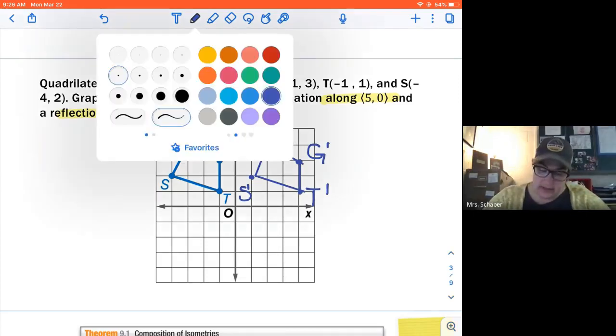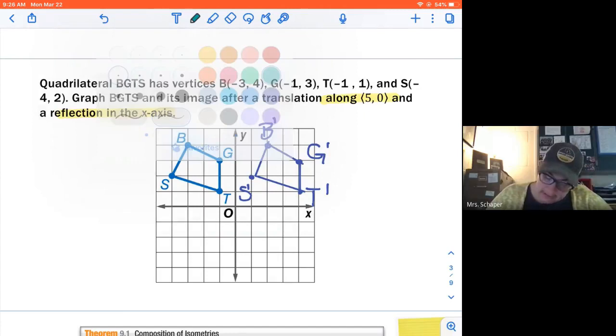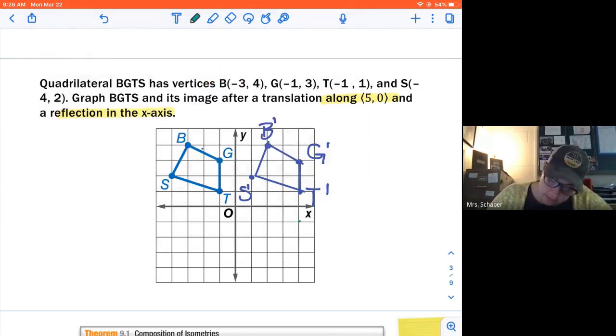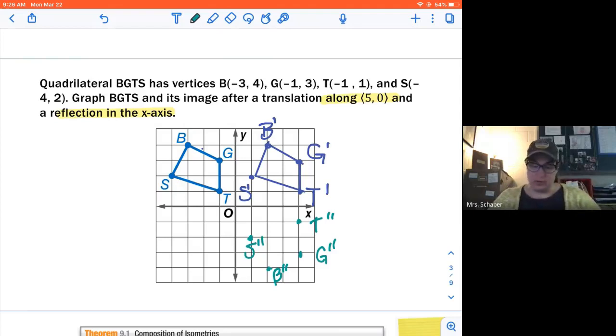Okay, now we're going to reflect it along the x-axis. So when we reflect it along the x-axis, like if I look at T prime, it's 1 above, so now it goes 1 below. That's T double prime. G is 1, 2, 3 above, so it's going to be 1, 2, 3 below. That's G double prime. B is 1, 2, 3, 4 above. It's going to be 1, 2, 3, 4 below. That's B double prime. And then S is 2 above, so S double prime is going to be 2 below. So here's the graph of the composition.